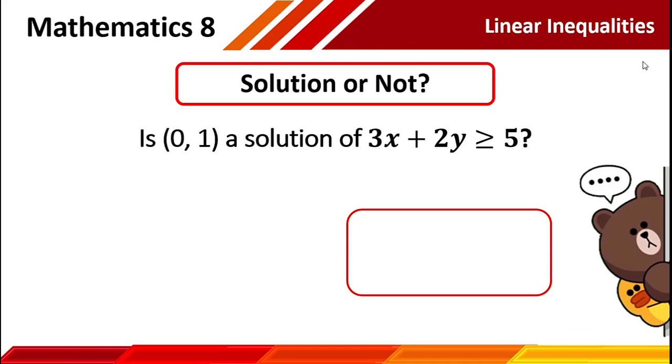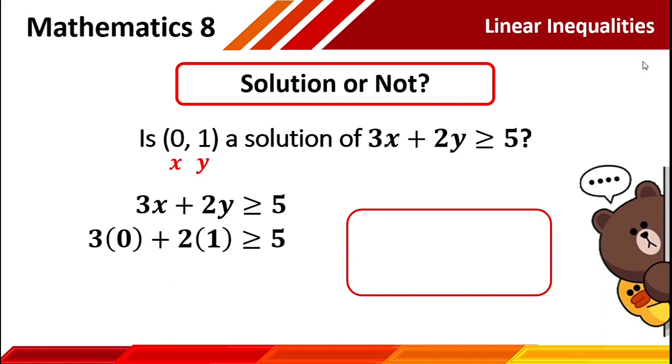Now, let's identify whether the following ordered pairs are solutions of the following inequalities. First one: is (0, 1) a solution of 3x + 2y is greater than or equal to 5? To find out, always remember that our ordered pair is composed of x and y coordinates. We can use that to substitute in our inequality. So given 3x + 2y is greater than or equal to 5, we can substitute the values of x and y into our inequality.